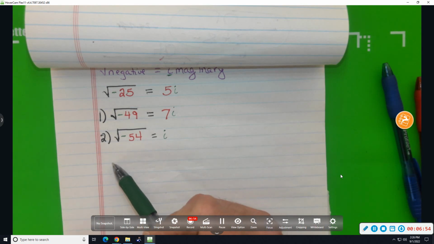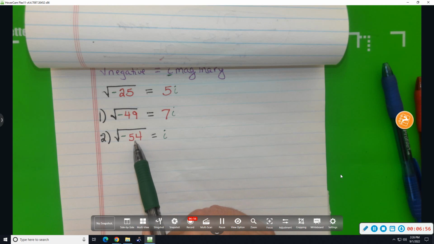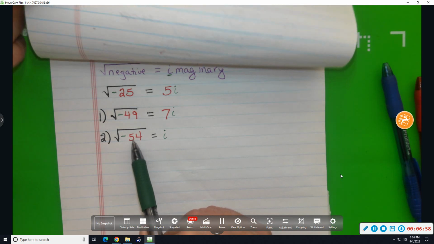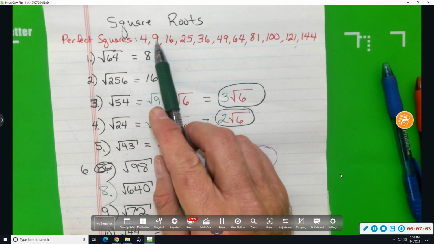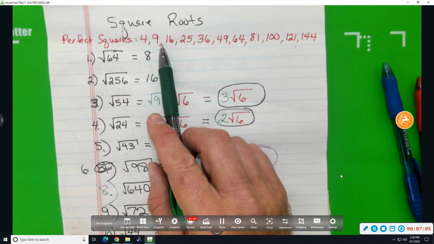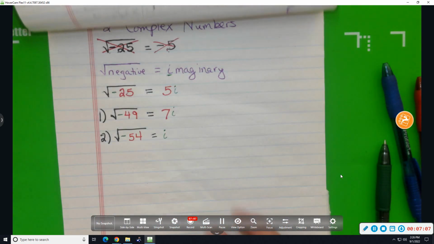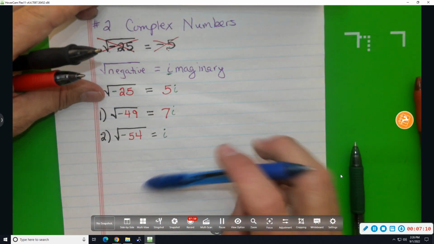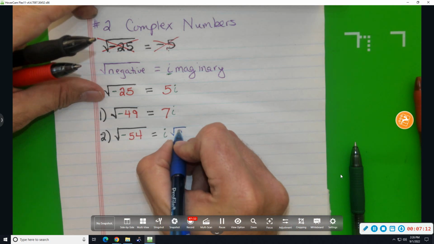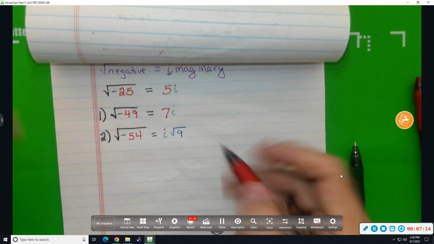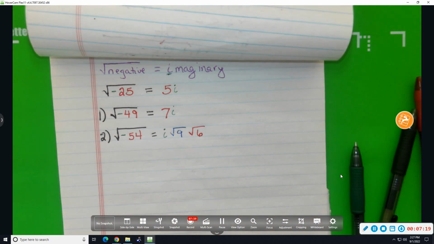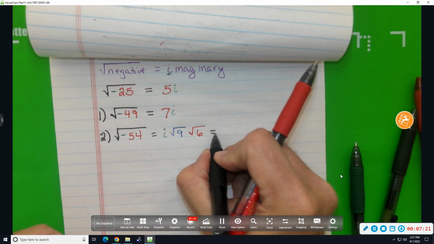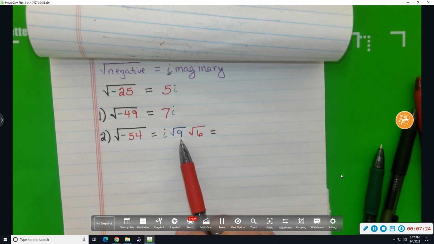Now, what's the biggest perfect square that divides evenly into 54? 9? You all agree with 9? 9 times 6 gives us 54. So I'm going to write this as a blue square root of 9 times a red square root of 6 equals, in place of the blue 9, I'm going to put a 3.